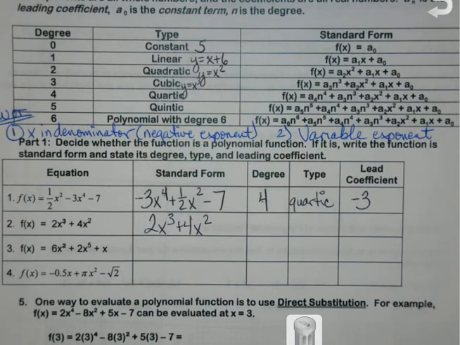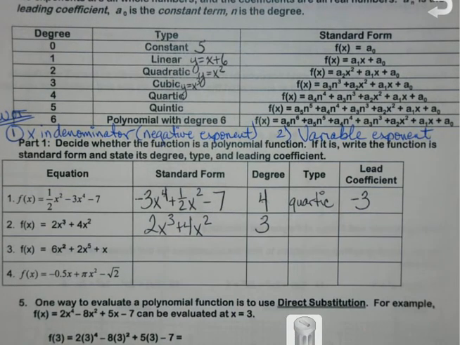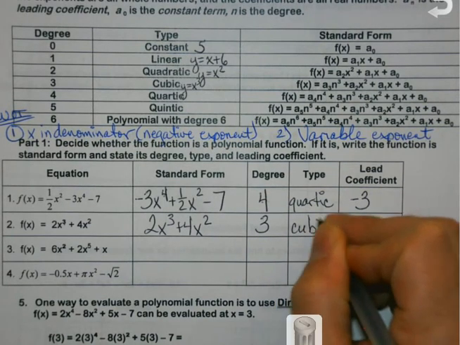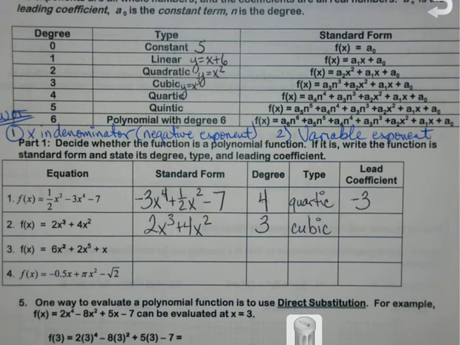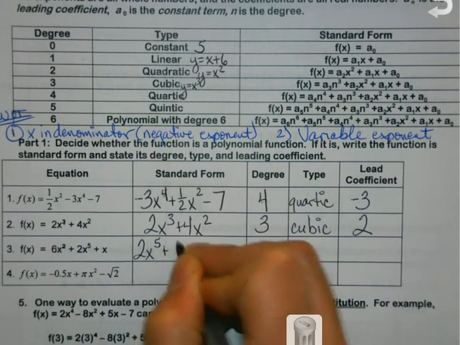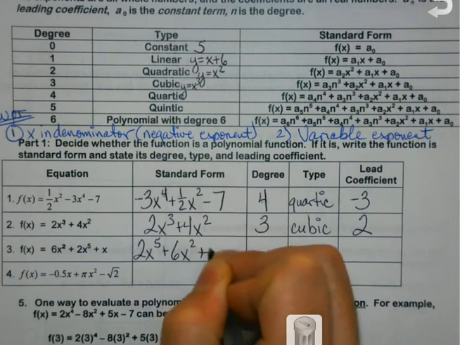Let's see here. What's my degree going to be this time? 3, because it's the biggest exponent. The exponents of 3 are going to give me cubics. And what's my lead coefficient going to be this time? 2. Because that's what's out front. You're like, okay, this isn't terrible. So I'm just going from the greatest exponent down to whatever the least is.